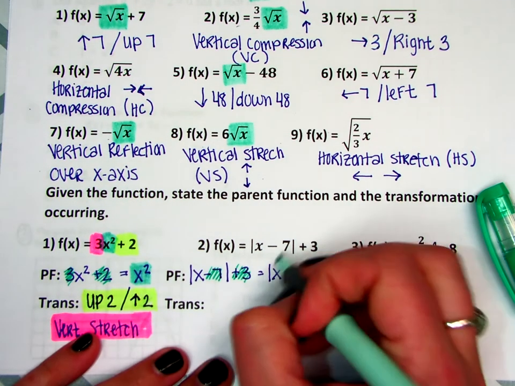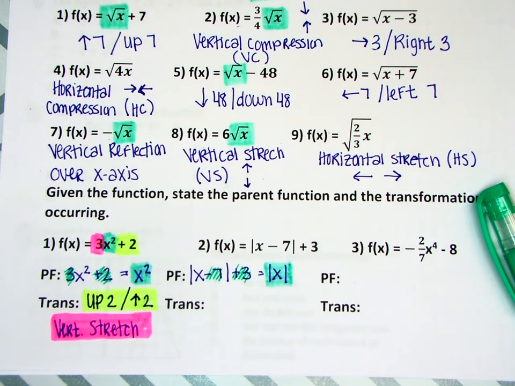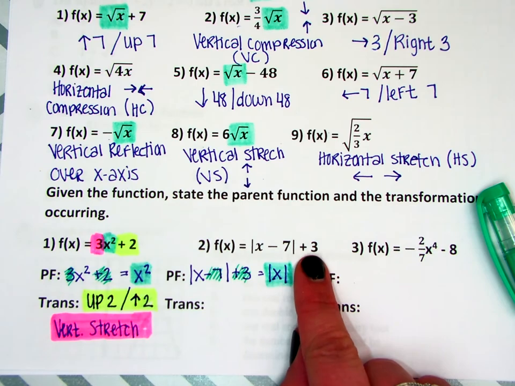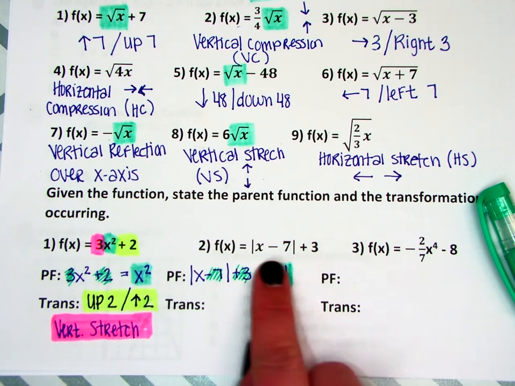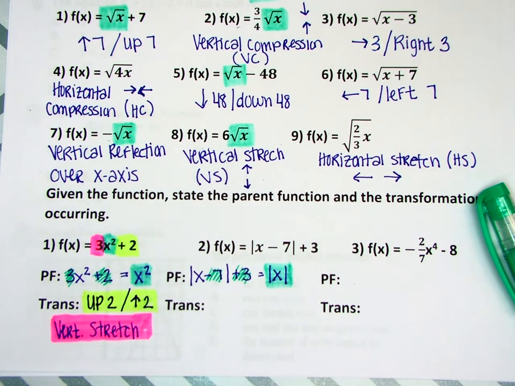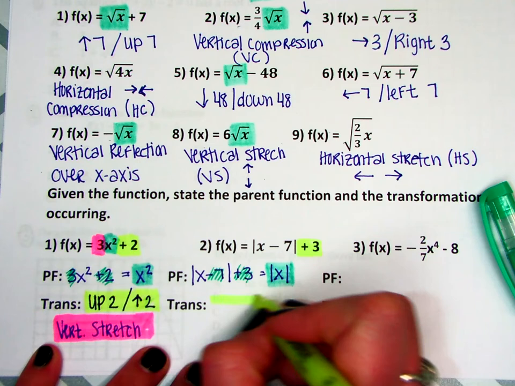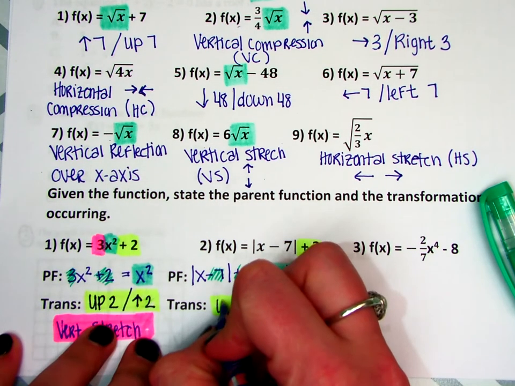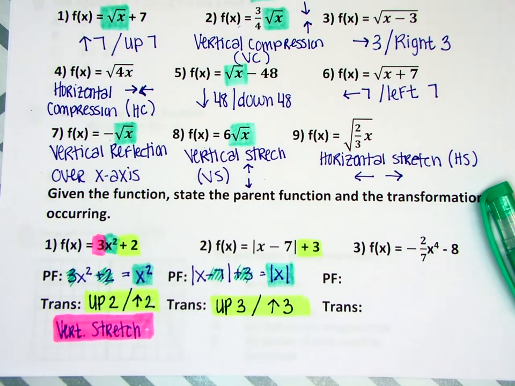So when looking at the problem up above, I don't see my parent function clearly. However, I do see this plus 3 sitting outside of the parent function, which means even though I can't clearly see the absolute value of x, if I ignore this minus 7, now I can see it. So this is going to shift up 3 because it's sitting outside of the absolute value. So I'm going to go up 3. So up 3, or you can draw an arrow. On your practice, since it's digital, you're going to want to just type the word up.